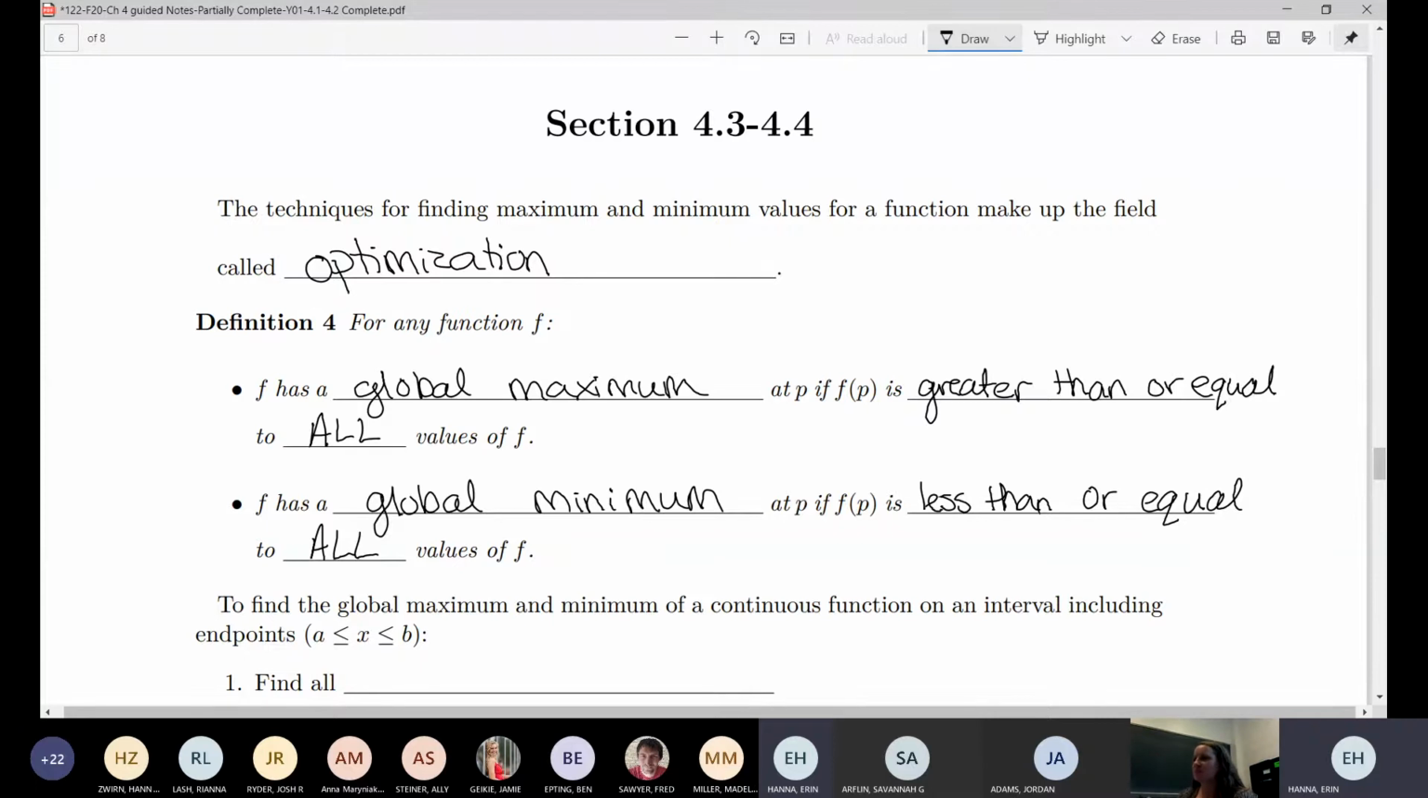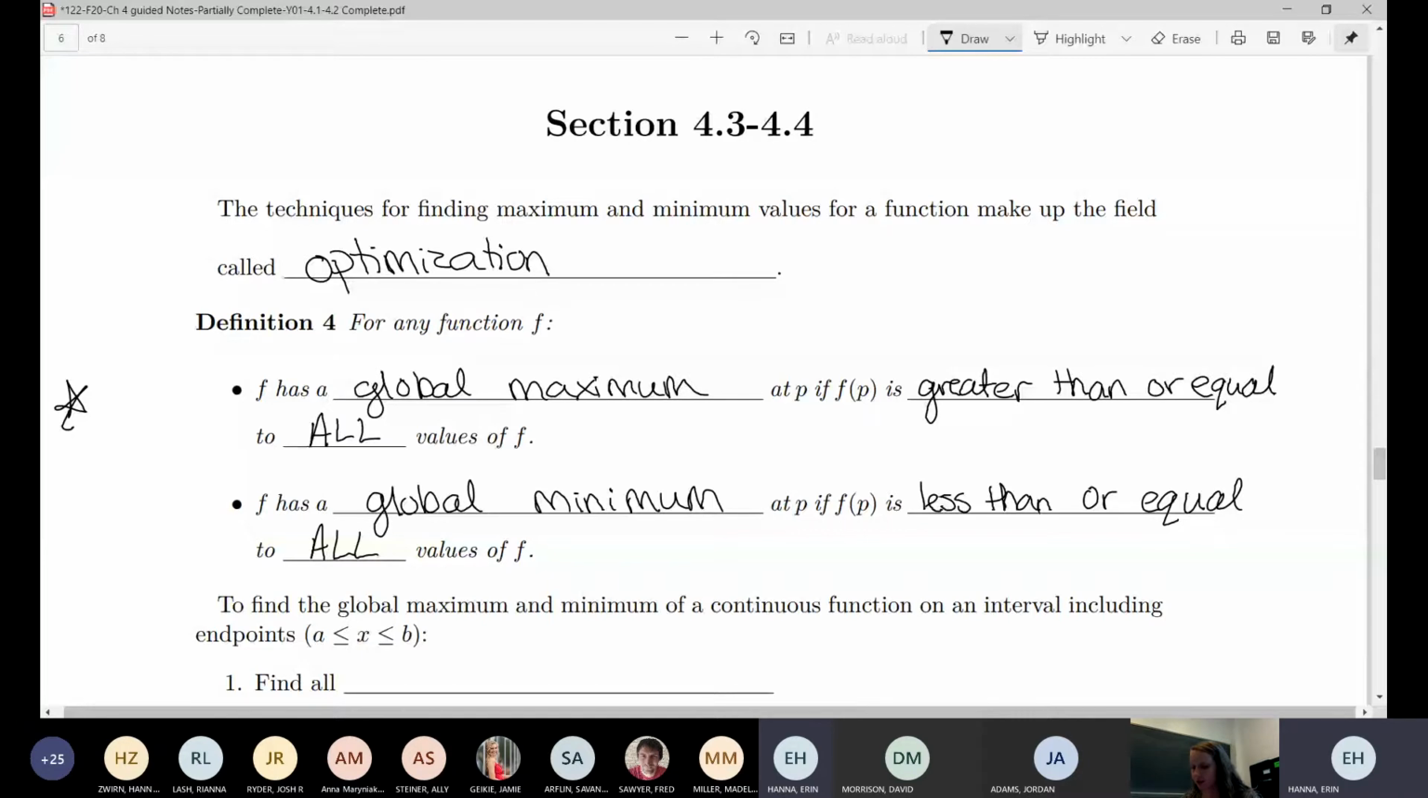So essentially the difference between a local max or min and a global max or min is, well, I'll draw some pictures in a second, but essentially the global ones are the absolute highest and the absolute lowest values of the function. So local maxes and mins were the maximum or the minimum in a small interval around that point. But here, we're looking for the actual highest value of the function and the actual lowest value of the function.